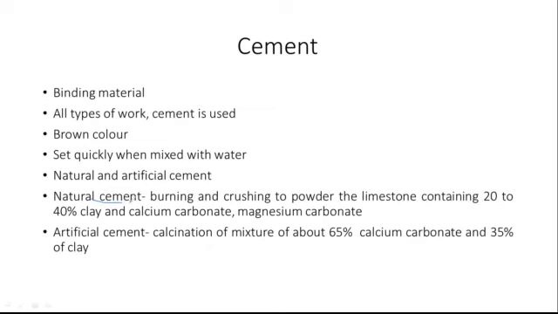First is natural cement. Natural cement is manufactured by burning and crushing to powder the limestone containing 20 to 40% of clay, and the remaining percent is calcium carbonate and magnesium carbonate. Now, how is artificial cement manufactured? Artificial cement is obtained by calcination of a mixture of about 65% of calcium carbonate and 35% of clay.